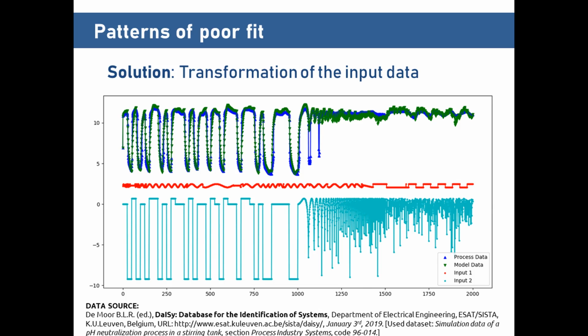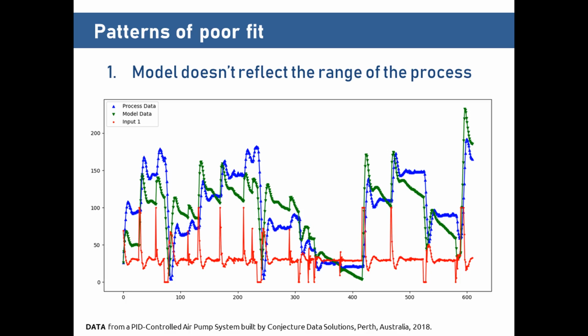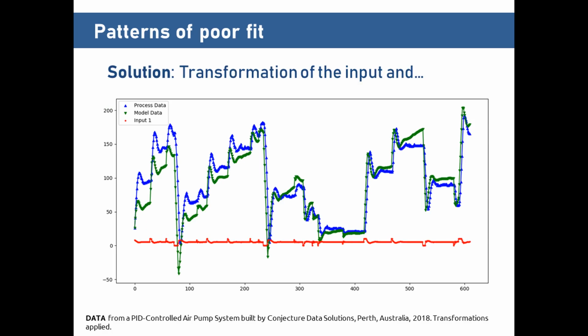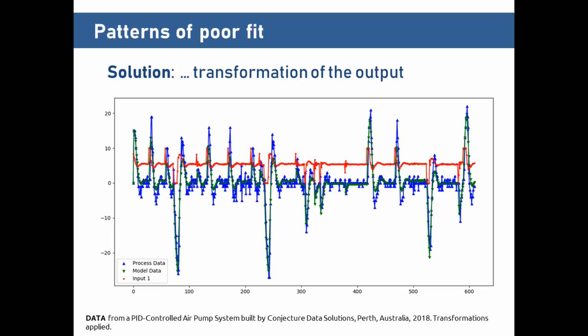We saw another example of this pattern back in video 2 with our air pump system. Before we transformed our data, our model consistently sat lower than the process in some sections and higher than the process in others. Again, this system is nonlinear, and we found that we could only get a good fit by transforming the input and then transforming the output. And we talked about how to do this in video 2.